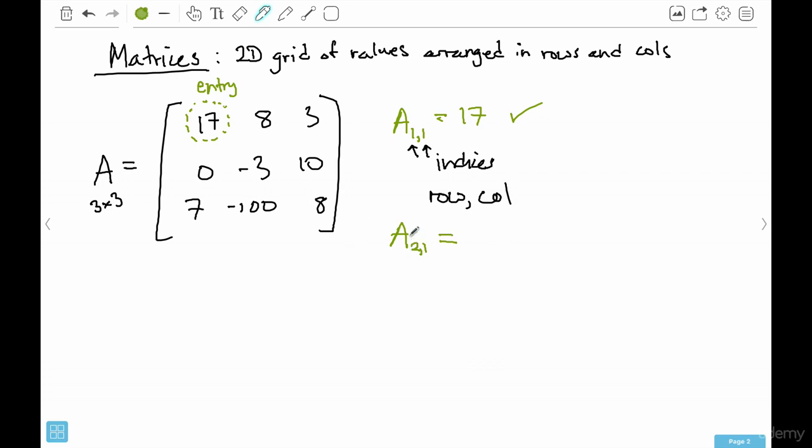Okay, so A sub 2, 1 means that I go to the second row, which is this row here, and then the first column, which is 0.